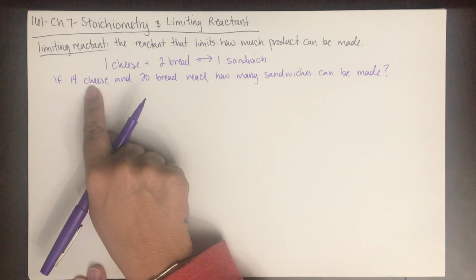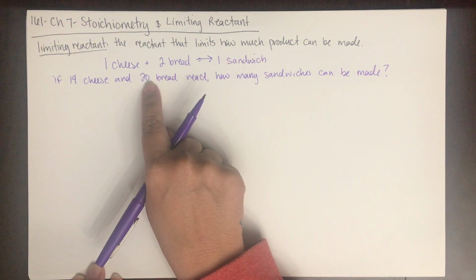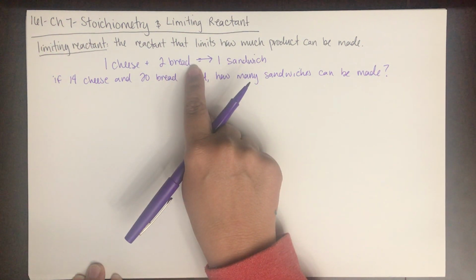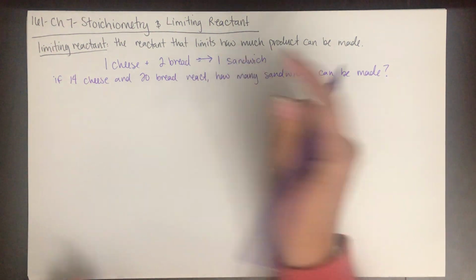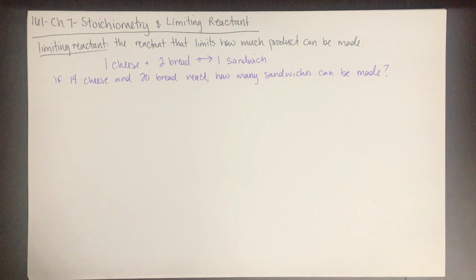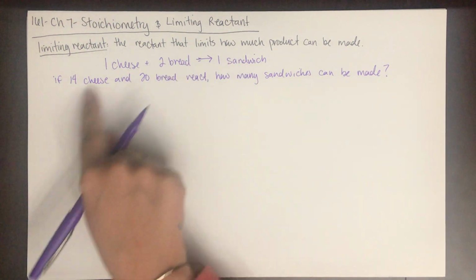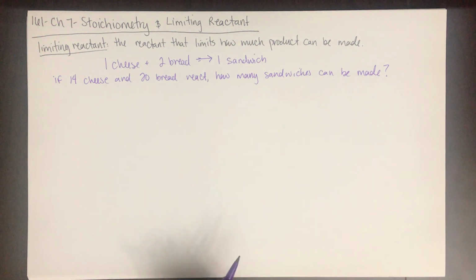So if I have 14 pieces of cheese, I could make 14 sandwiches. But if I have 20 pieces of bread and I need 2 pieces of bread per each sandwich, I could only make 10 sandwiches. So bread is my limiting reactant because I can only make 10 sandwiches with the bread, but I could make 14 sandwiches with the cheese.